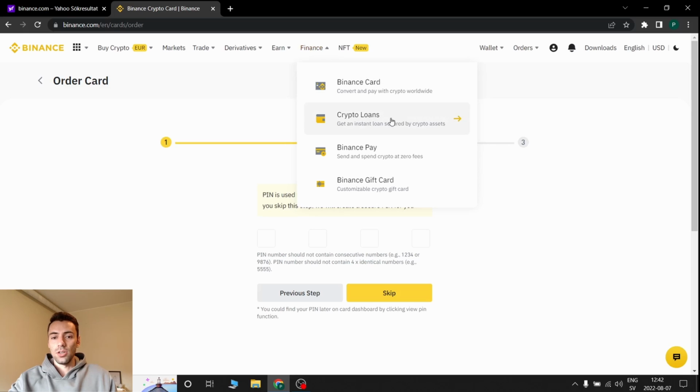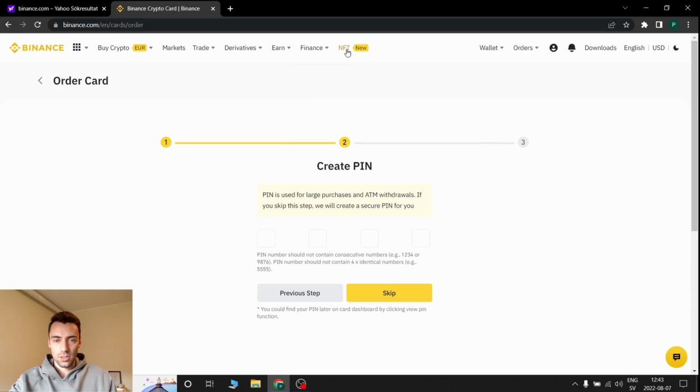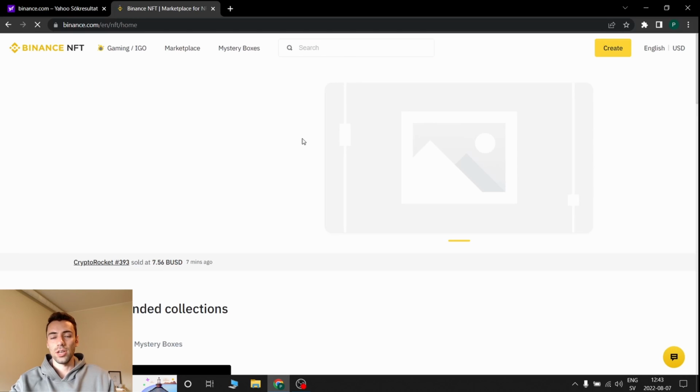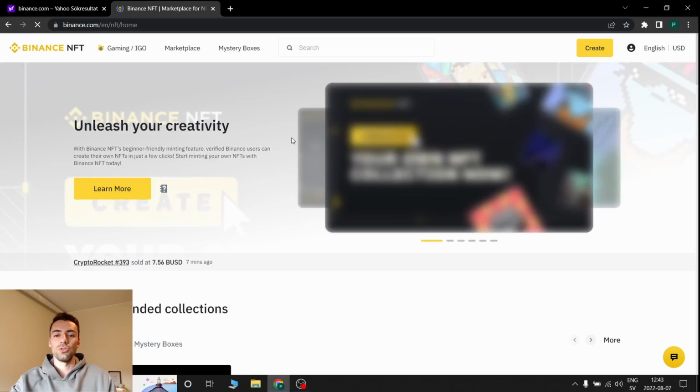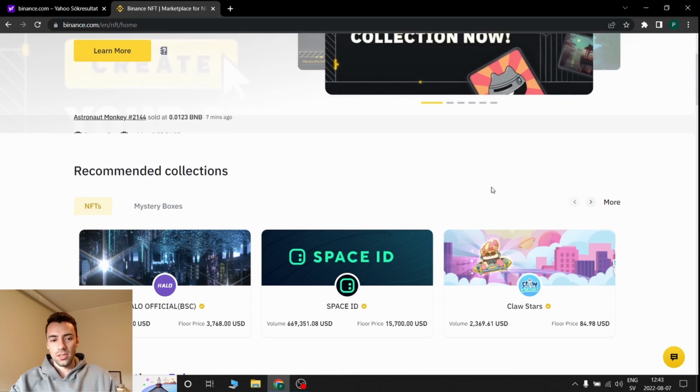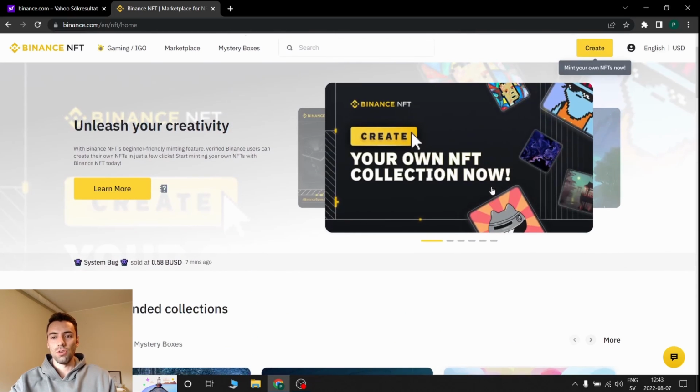You can also loan crypto on the Spot Finance, the Binance Pay, Binance gift card, and stuff like that, which is not useful for us as beginners. And in the NFT section, you can create your own NFT collection. Again, it's not that useful for us really, but if you're an artist or if you know how to draw a picture, you can go through it and work with it.